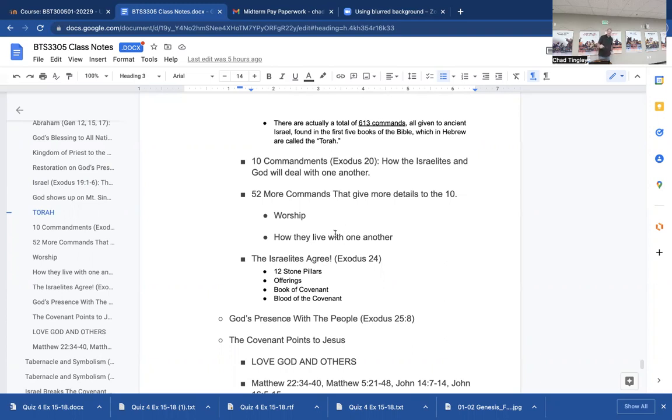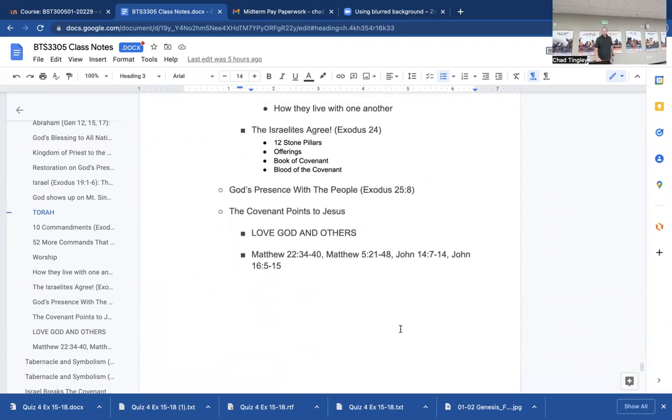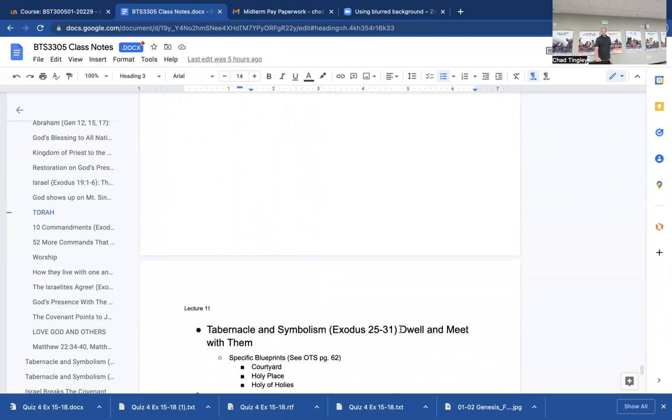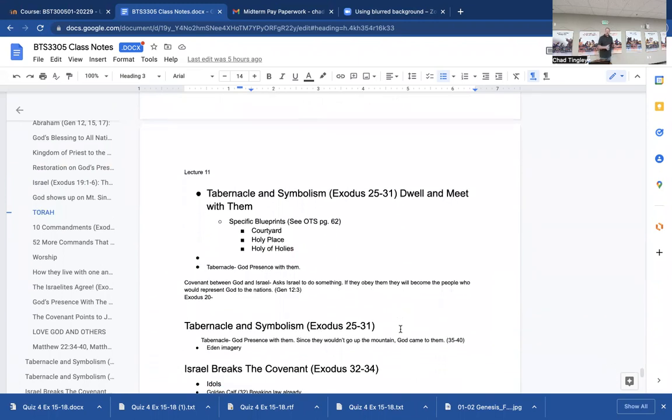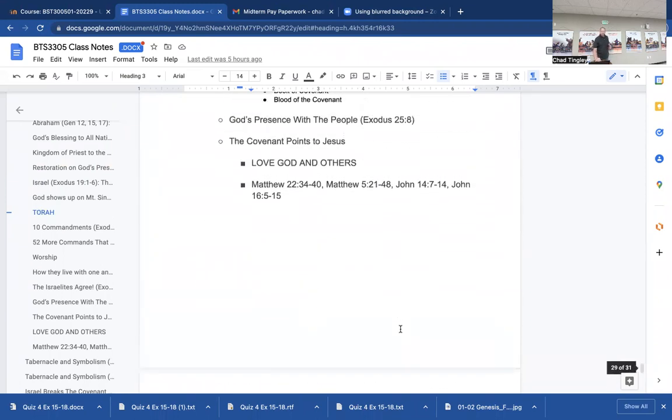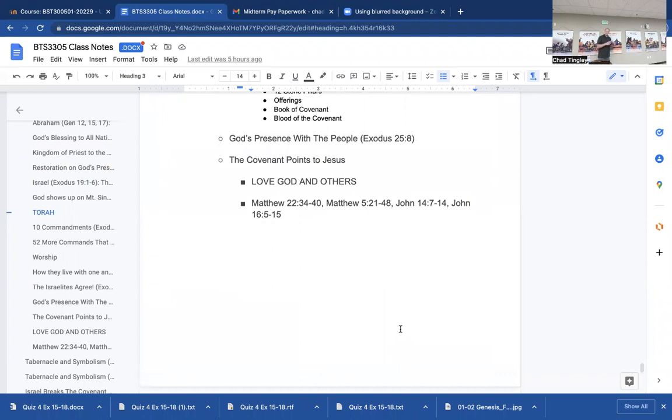In the next section, which I'm going to make that video here in just a minute as well, we're going to make a transition where we're going to talk about God's presence with them, God being on the mountain, and then God saying, it's not enough for me to be on the mountain. I want to come and be in the center of what you do. And we'll talk about that with the tabernacle.